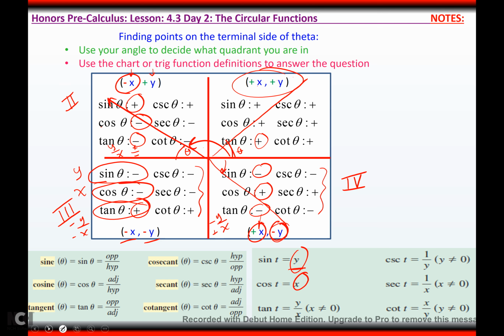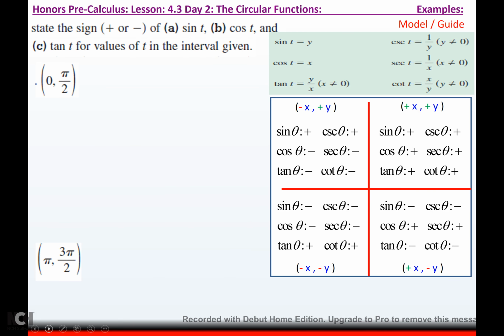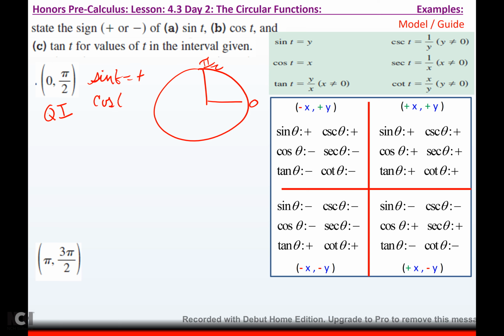All right, so it says state the sign, positive or negative, for sine of t, cosine of t, and tangent of t for values of t in the interval given. Okay, so they're talking about from 0 to pi over 2. In your unit circle, here's 0, here's pi over 2. So they're telling you that you are in quadrant 1. So if I'm in quadrant 1, everything is positive. So sine of t would be positive, cosine of t would be positive, and tangent of t would be positive.